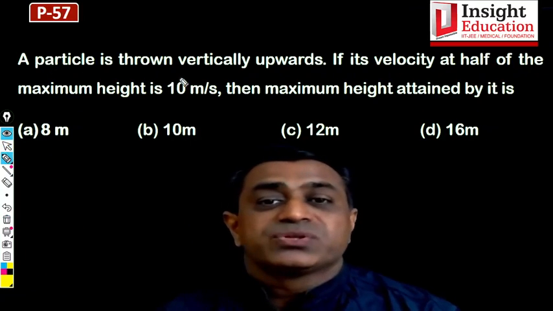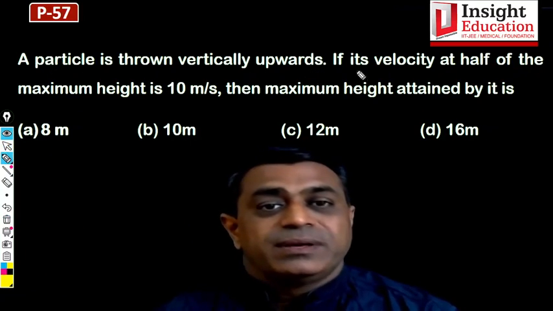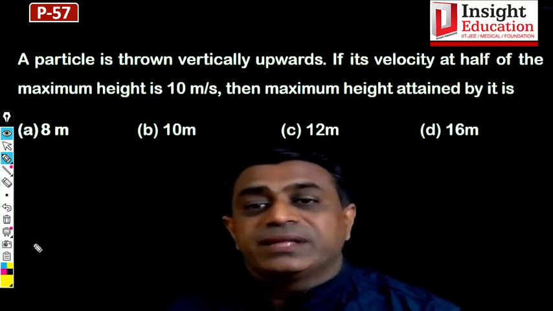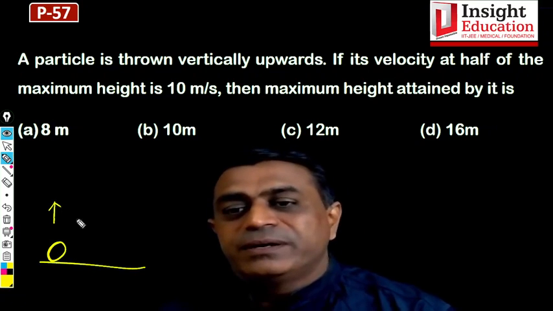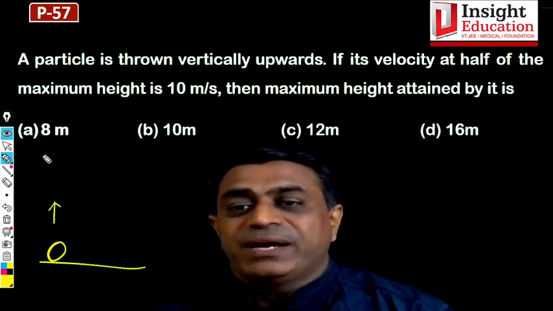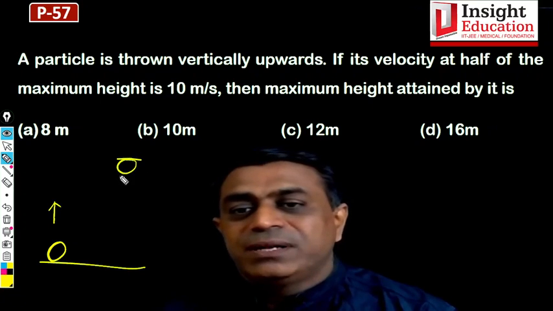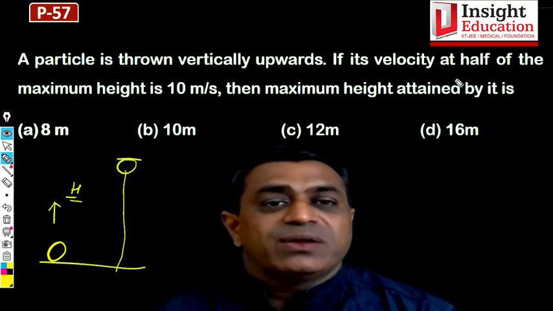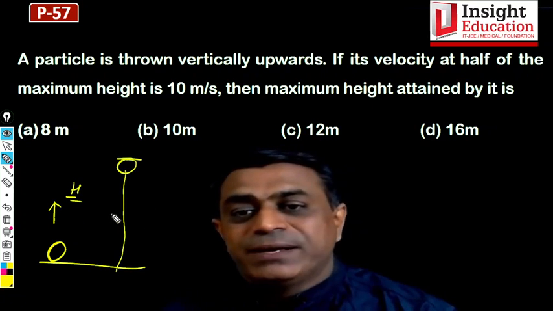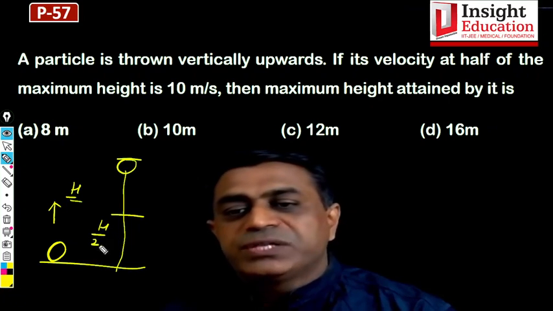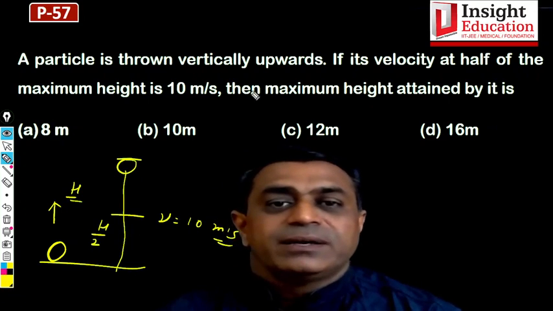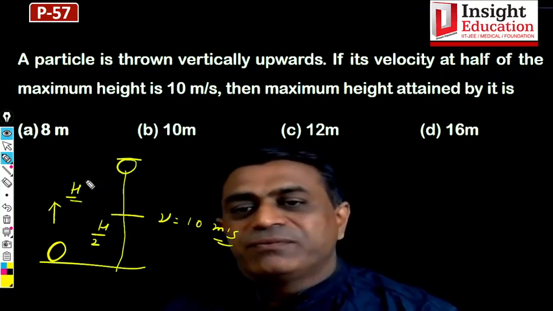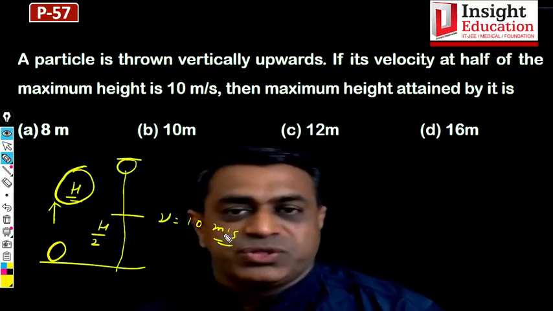Next, a particle is thrown vertically upward. Its velocity at half of the maximum height is given. So the particle is thrown in the upward direction and will reach the maximum height, suppose the maximum height is h. So when height is h by 2, v is equal to 10 meter per second. Find out the maximum height h attained by it.